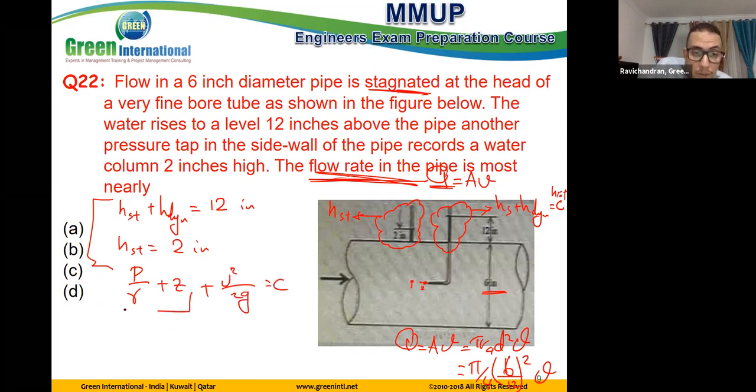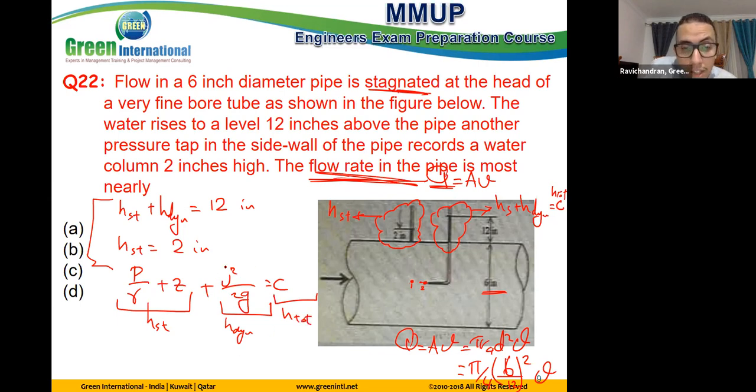So this part is barometric head. Which one represents barometric head? Static. So this one is H static. And this one is what? This is H dynamic. And this one is what? This is H total. So the velocity here, which is required, is included inside H dynamic.